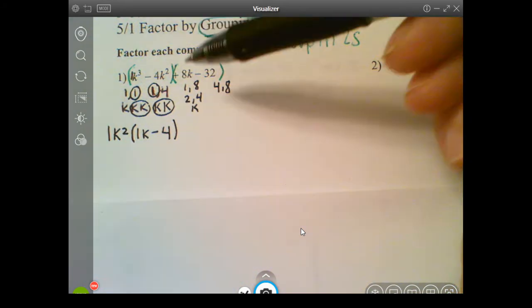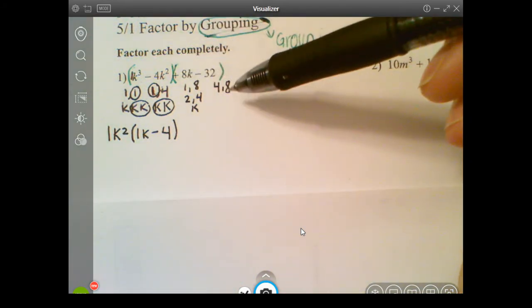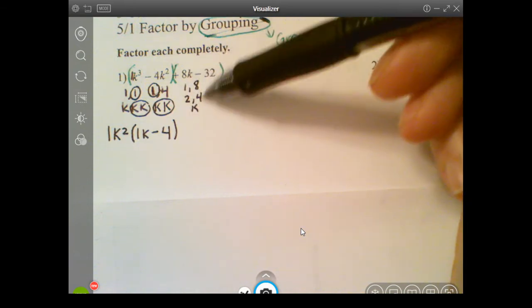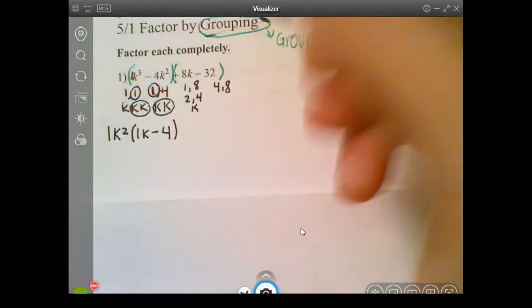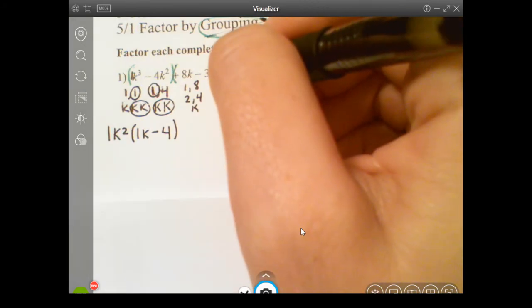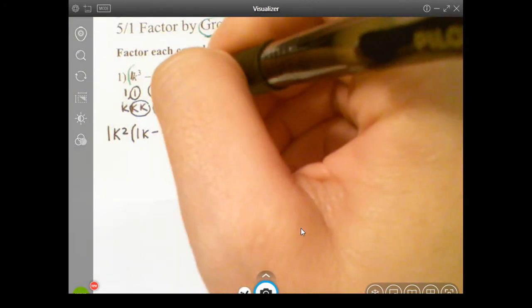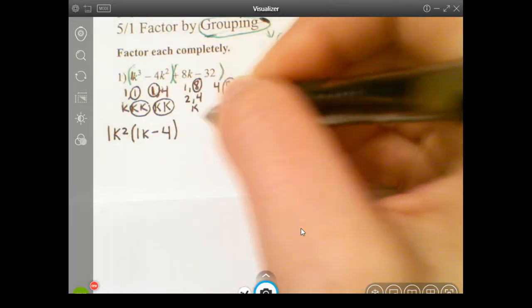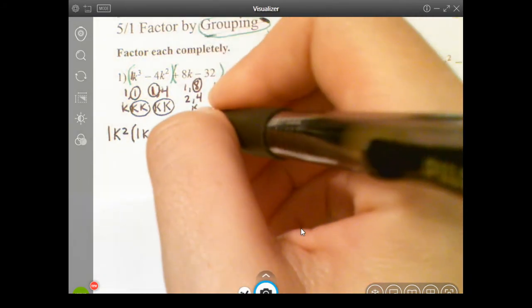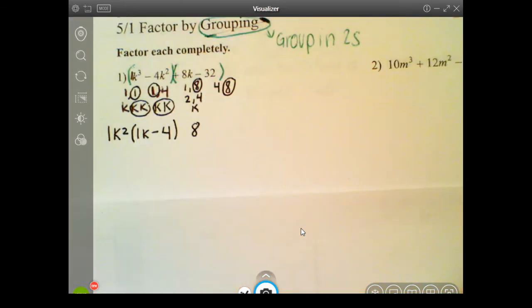Again, the reason why I went with that and didn't put 1 and 32 is because 32 is never going to be on this list. So you go to the list with the smaller numbers and you look at the biggest one. If 8 didn't work, I would try 4. Okay, so the greatest number is 8. So I'm going to circle 8. This has a K, but this doesn't have a K, so I cannot circle that K. That means the only thing out here is 8.